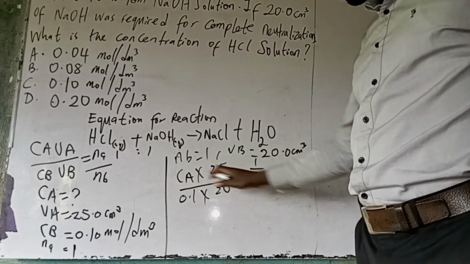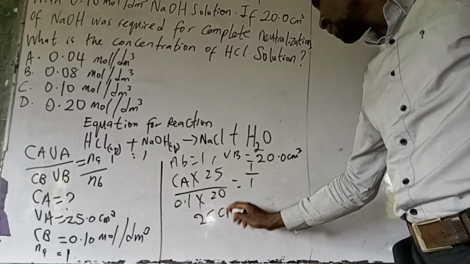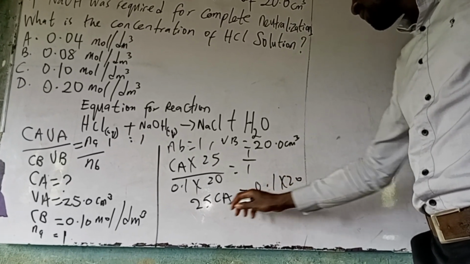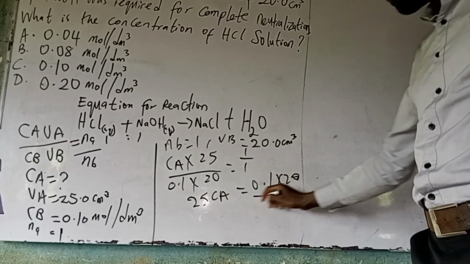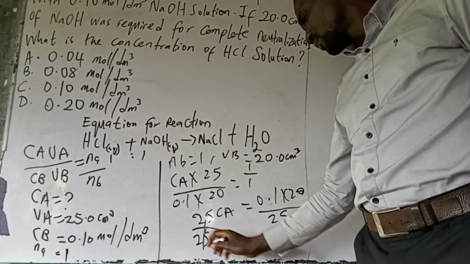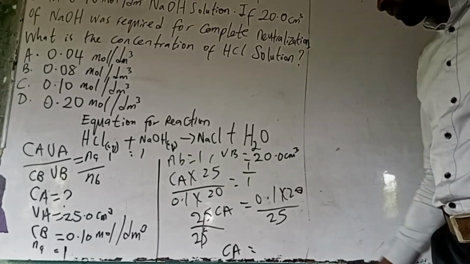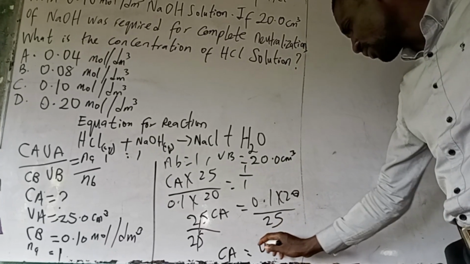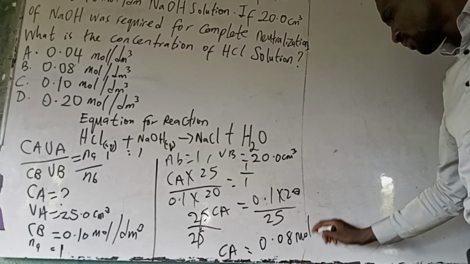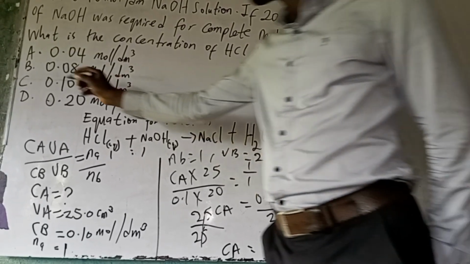That's 1. So if you cross multiply here, we have 25 Ca equals 0.1 times 20. To get our Ca, divide both sides by 25. So 25 will cancel out 25. When you multiply 0.1 times 20 divided by 25, you have 0.08. That is the concentration of acid, in mol/dm³. So the correct answer here is option B.